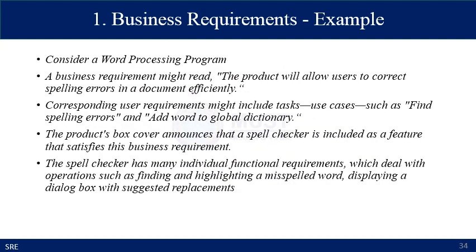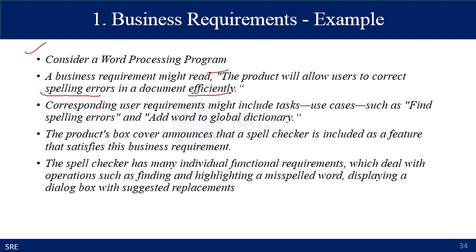So here are some examples of business requirements. Consider a word processing program. A business requirement might be like this: the product will allow users to correct spelling errors in a document efficiently. As you can see, it is a broader scope which tells what the actual outcome of your system is and what the constraints are. So here the actual outcome is the correction of spelling errors and the constraint is the efficiency.